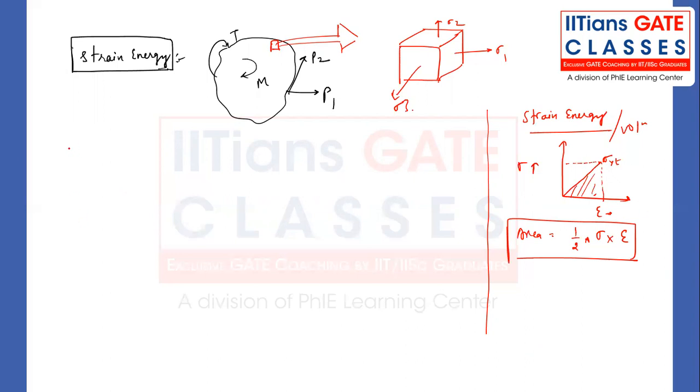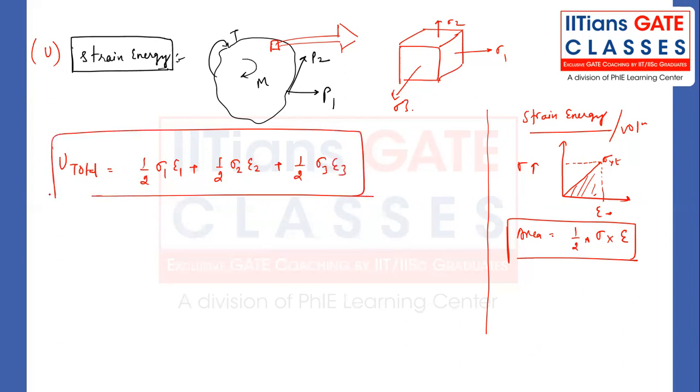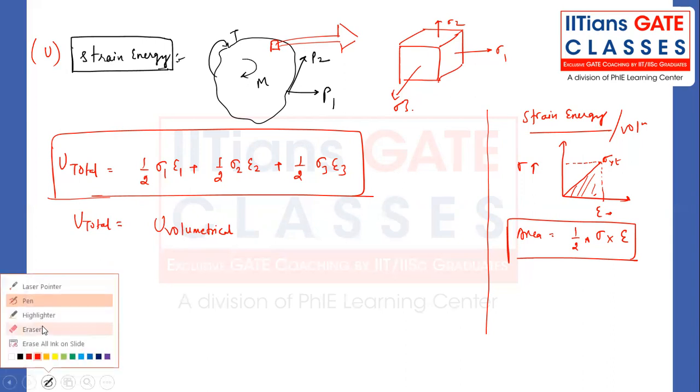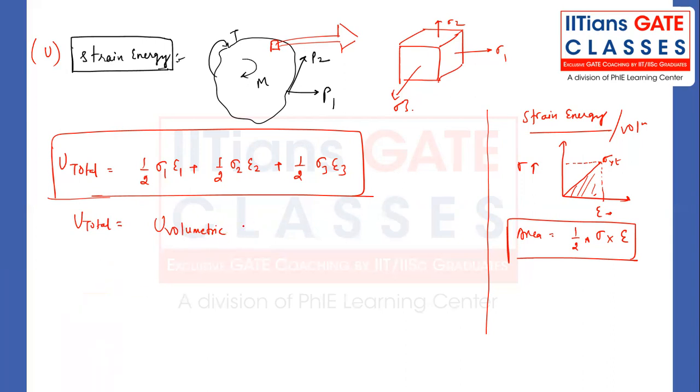But for a complex loading case, the total strain energy I will represent by U. U is the strain energy per unit volume: half of sigma 1 into epsilon 1, half of sigma 2 into epsilon 2, half of sigma 3 into epsilon 3. Remember that this total strain energy contains some part of volumetric strain energy, and some part of distortion energy.